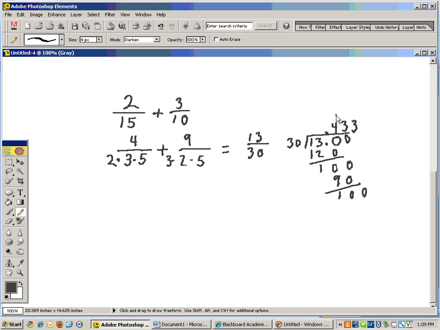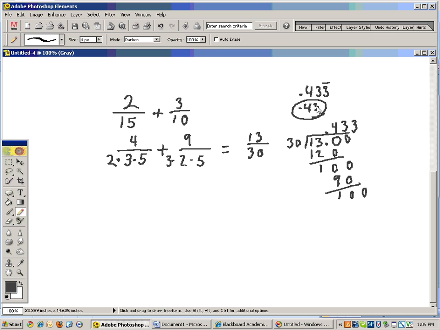Now, rounded to the nearest hundredth, you do this. Here's my answer. 0.433. It's actually the repeating 3's. Now you look at this number, and if it's 5 or bigger, that rounds this up to a higher spot. Well, it isn't, so you would just type in 0.43.